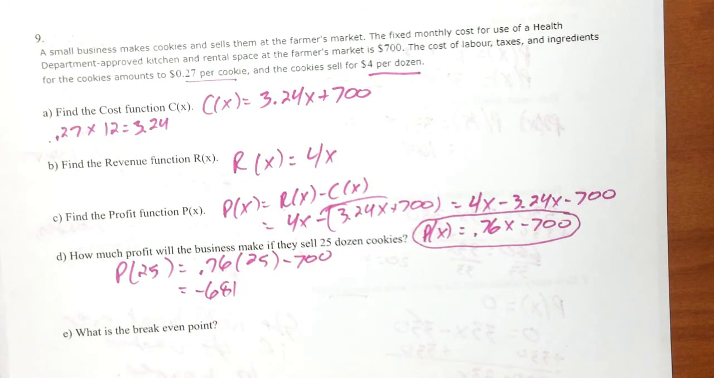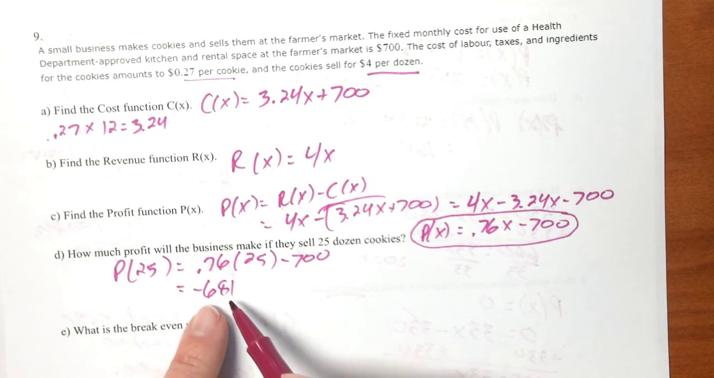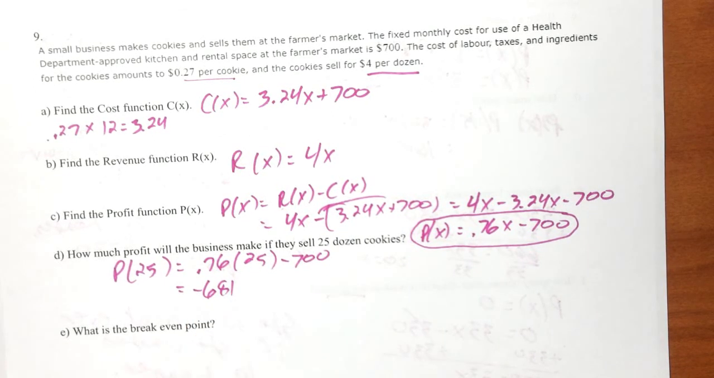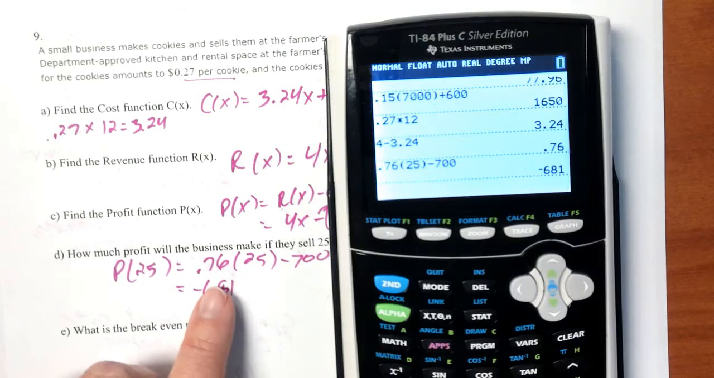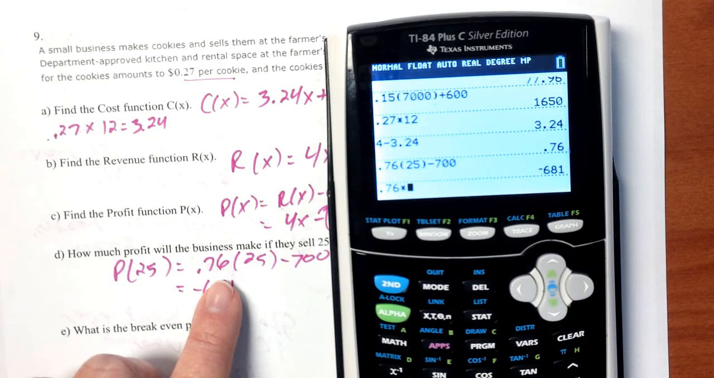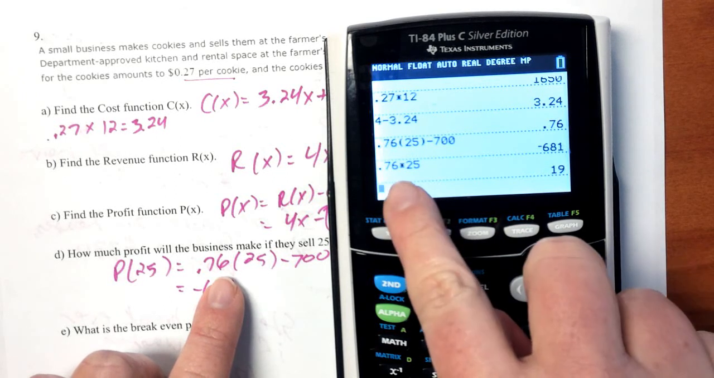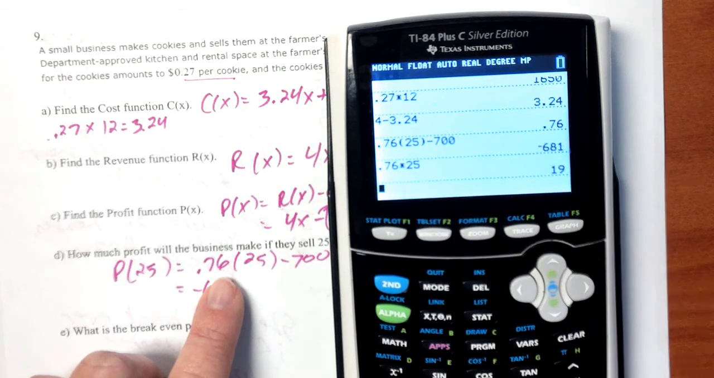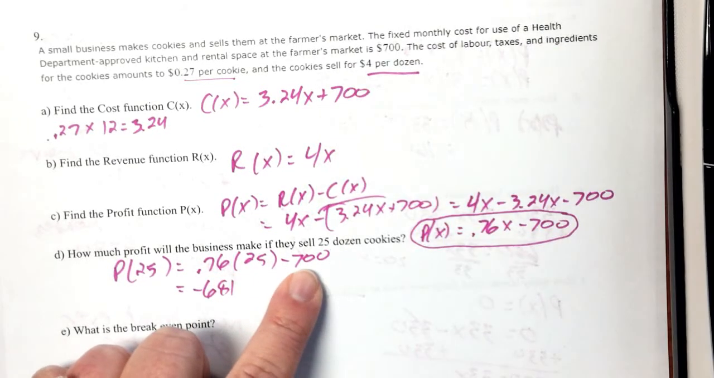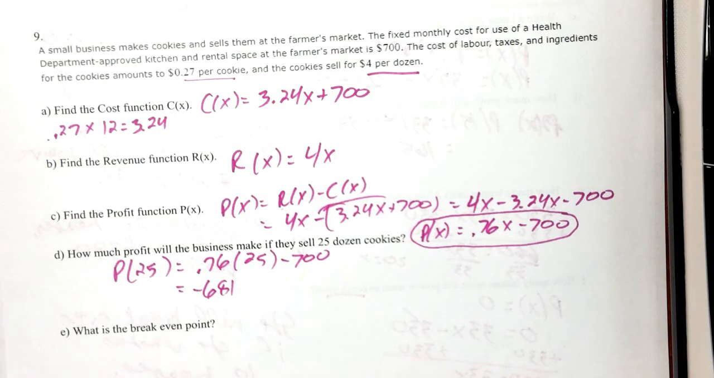Well, you want your profit to be a positive number because that means you made money. So if profit is a negative number, then that means we did not make money. We spent more than we made. So remember, 76 cents for each dozen times 25 dozen is $19, but you also spent that $700. So we are in the hole, if you will, $681.